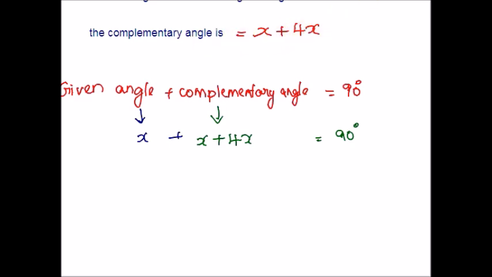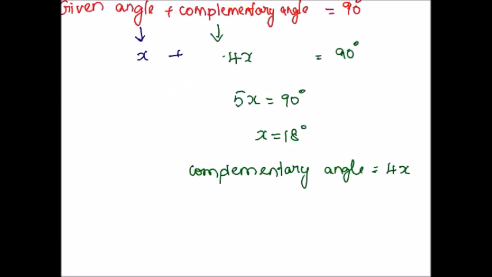Now combine the like terms. x plus 4x will give you 5x. Dividing both sides by 5 will get the x value. 90 over 5 will give you 18. Thus we got the angle measure of the given angle, which is equal to 18 degrees. Then the angle measure of the complementary angle is nothing but 4 times x. Just replace x by 18, which is 72 degrees.